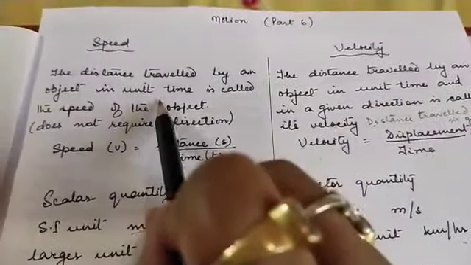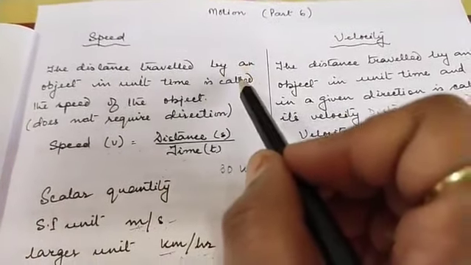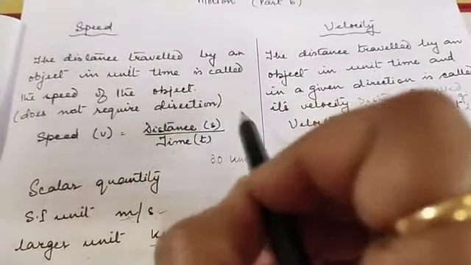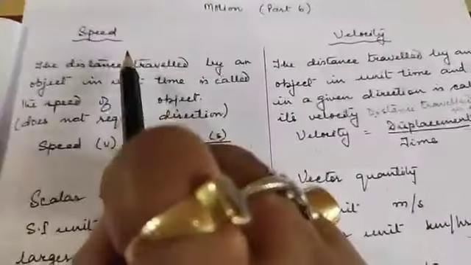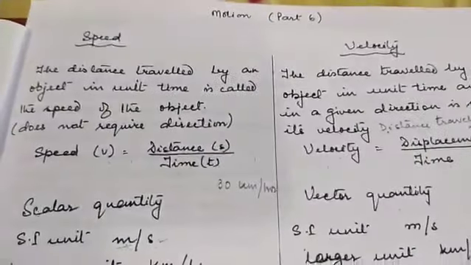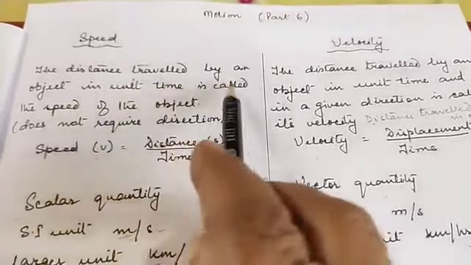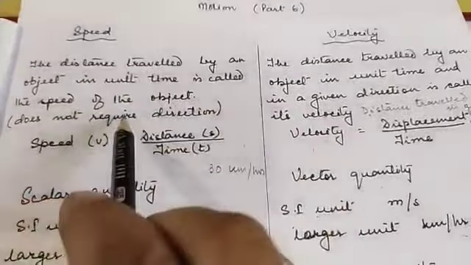Now what is speed? Suppose a car covers a distance of 30 kilometers in 1 hour. So the speed of the car is 30 kilometers per hour. Then how do we define speed? We define speed as the distance traveled by an object in unit time. The distance traveled by an object in unit time is called the speed of the object.